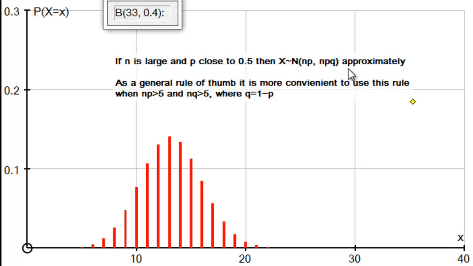Now this is fairly vague. How large is large and how close do we have to be to 0.5 for this approximation to work? Well, as a general rule of thumb, it is more convenient to use this rule. That is that when np is greater than 5 and nq is greater than 5, remember q is 1 minus p, then we can use this approximation. Now what I'd like to do now is do an example where I show you how we can use this approximation.